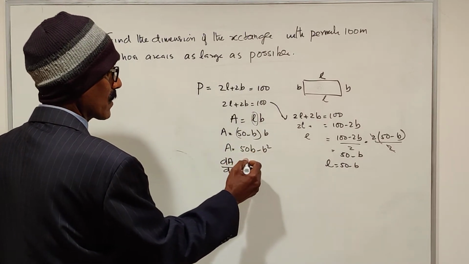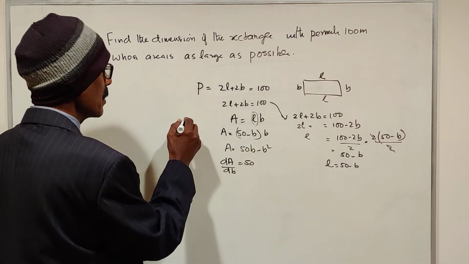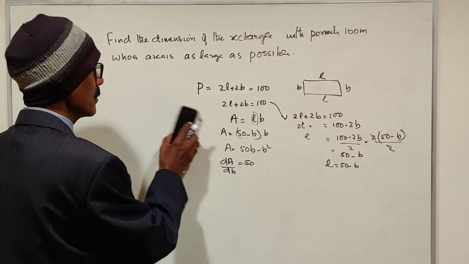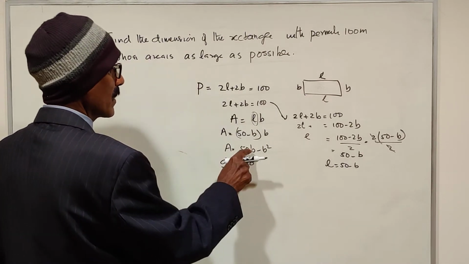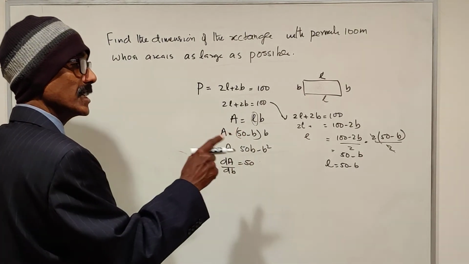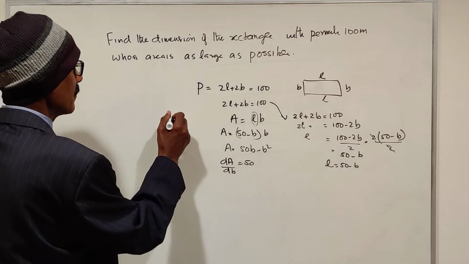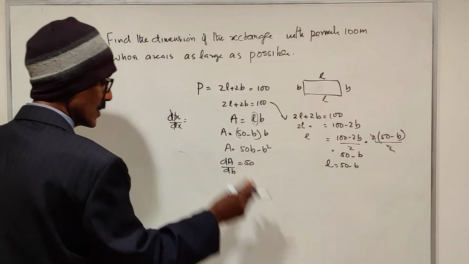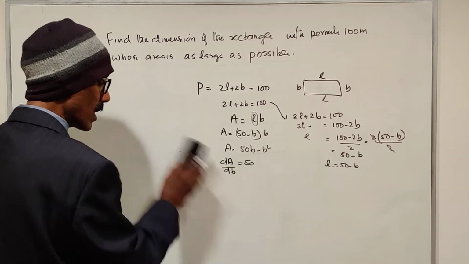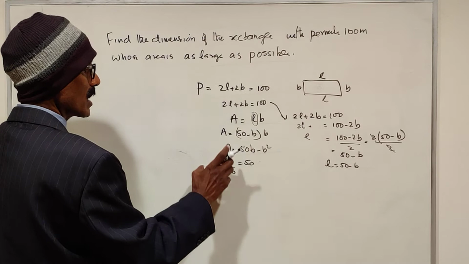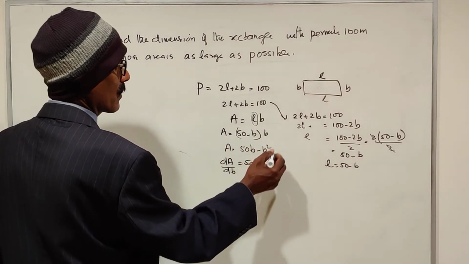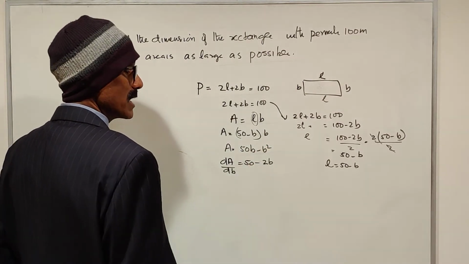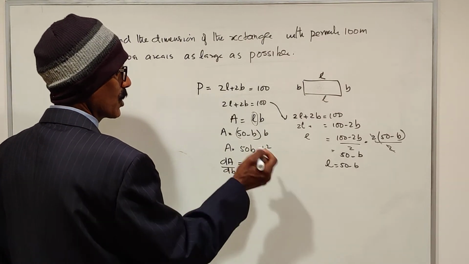What is the derivative of 50B? 50 is a constant. Derivative of B is dB by dB, or 1, right? dB by dB means 1. Derivative of x is 1. Why? Because with respect to x, dx by dx is 1. That is why the derivative of x is 1. Here the derivative of B is 1. Minus, what is the derivative of B squared? 2B into dB by dB by chain rule. dB by dB is 1, we don't need to write that.